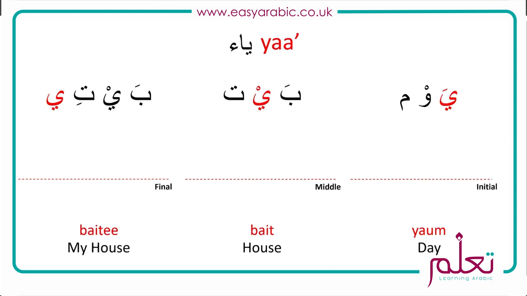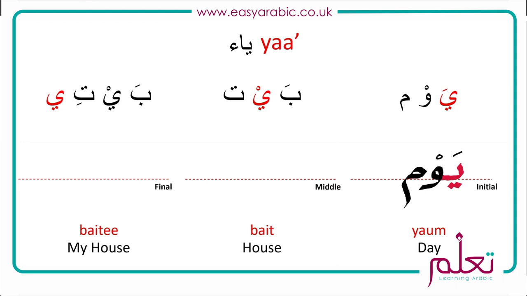And finally, we have the letter Ya. So, the first word is Yawm. So, it's Ya. Then we have the Waw. And then the Mim. Yawm.